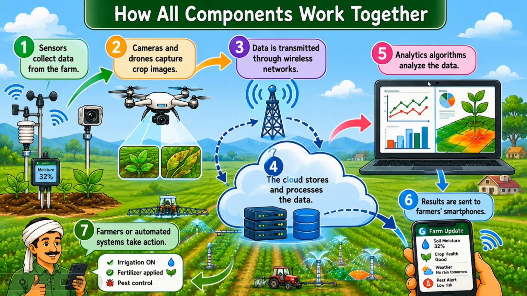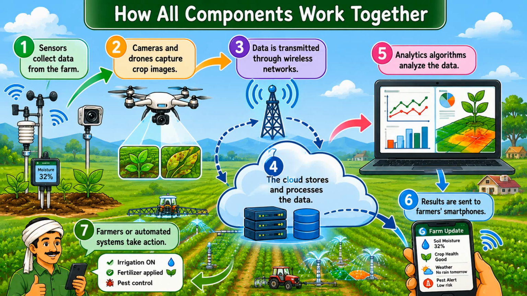Now, after that, the analytics algorithms and machine learning techniques analyze the data, and they identify the patterns, predict the problems, and generate useful recommendations for farmers. And the results are then sent to the farmer's smartphone here. The farmers can view soil conditions, crop health, weather updates, and pest alerts in real time.